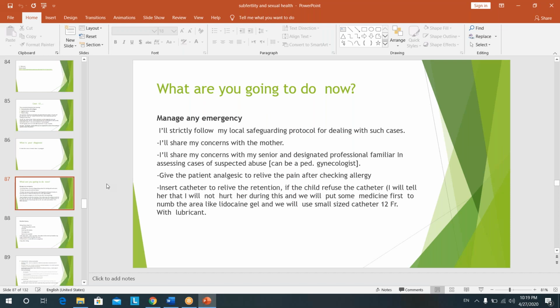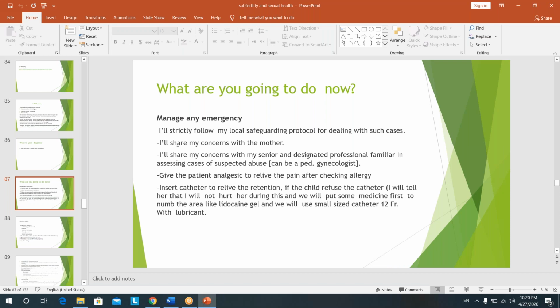First, I will manage any emergency if this patient has any emergency, and I will strictly follow my local safeguarding protocol in dealing with such cases. I will share my concern with the mother, explain to the mother that I suggest sexual abuse, and share my concern with the senior. This will be communication with a colleague and the designated professional familiar with assessing such cases of sexual abuse. Maybe in each trust there is one who is designated for dealing with patients with suspected sexual abuse. In such cases it may be a pediatric gynecologist.